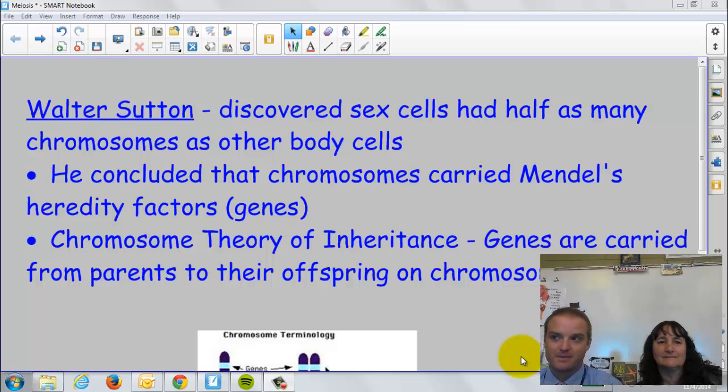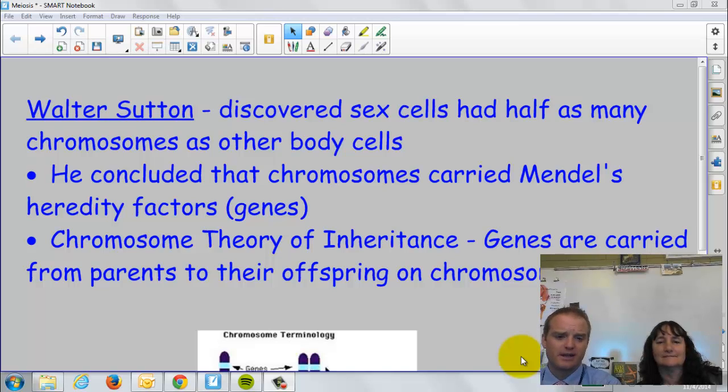We talked about Gregor Mendel so far and how he had those laws of genetics. He could kind of see these patterns forming where certain traits were popping up in generations and sometimes they weren't. And he had that kind of prediction of when things were happening. Well, what Walter Sutton did, he discovered that the sex cells that are used for reproduction had half as many chromosomes as other body cells.